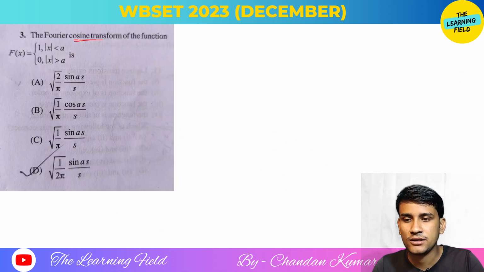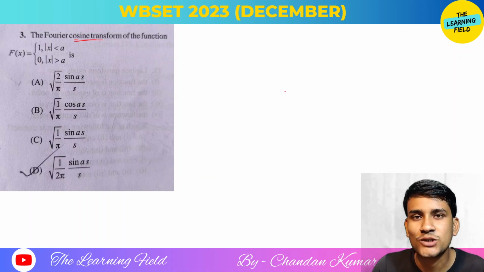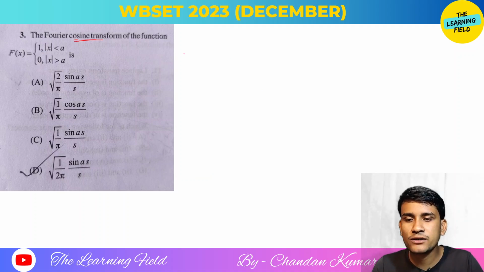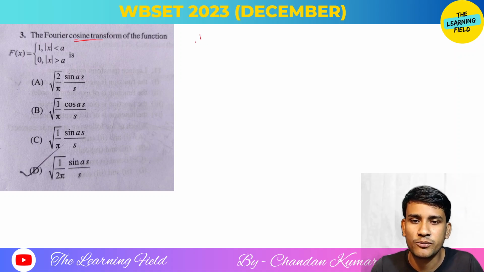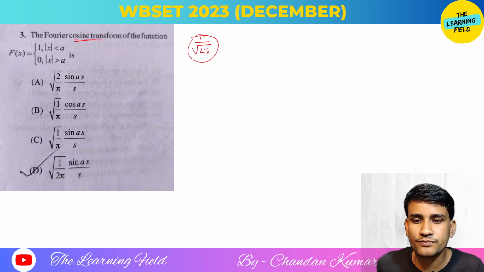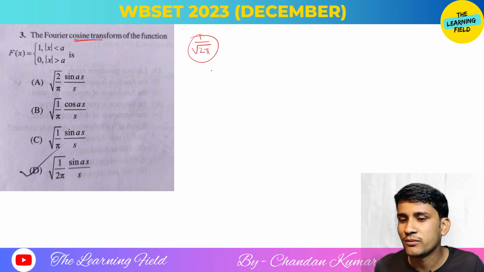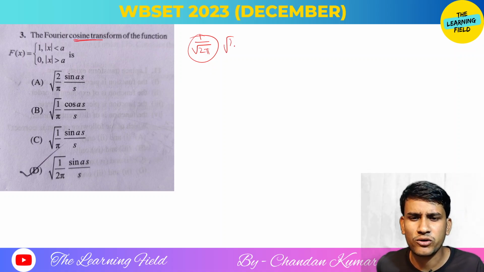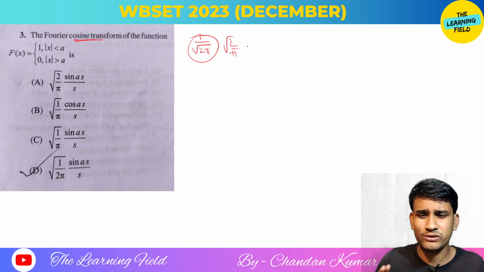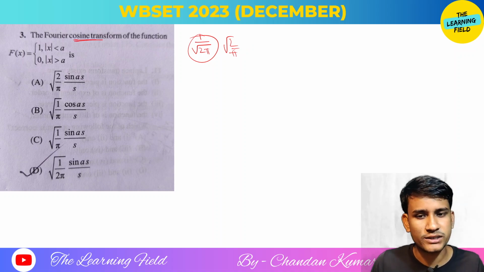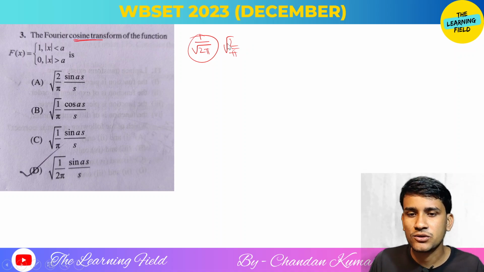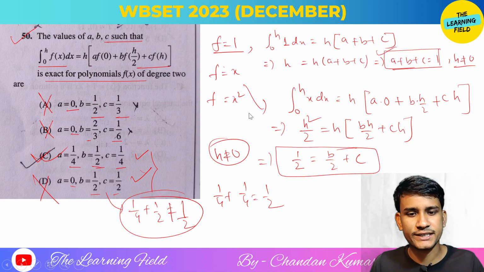Now going back to this Fourier cosine transform. The formula is 1 by root over of twice pi, I think. So there is a confusion whether it is 1 by twice pi or root over of twice pi. I will solve this problem in the next lecture. So these are the questions for today's session.